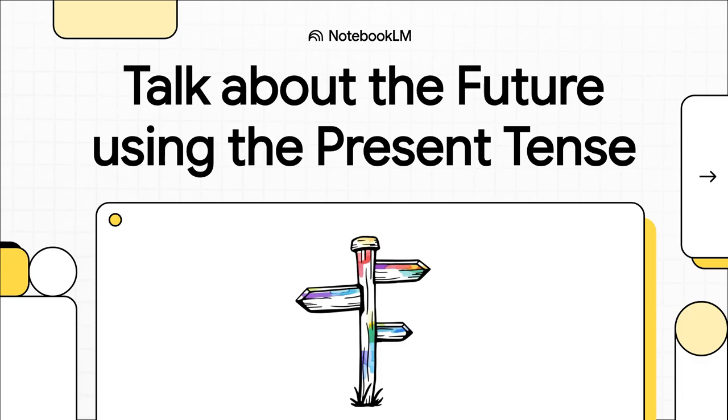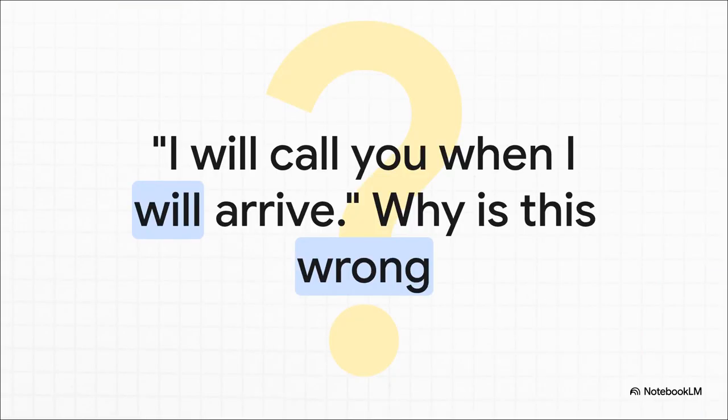Today, we're going to tackle something that trips up so many people learning English: how to talk about the future by using the present tense. I know, it sounds kind of weird, right? But stick with me, because once you get this rule down, you'll start hearing it absolutely everywhere. Let's dive in. Okay, let's start with a classic mistake.